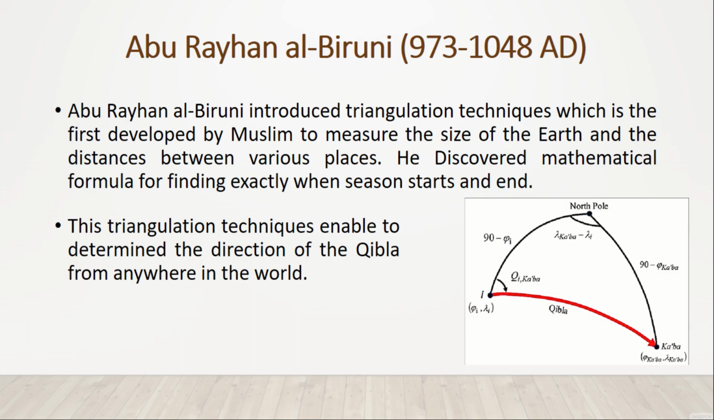Abu Rayhan al-Biruni introduced triangulation techniques, which were first developed by Muslims to measure the size of the Earth and the distance between various places. He discovered mathematical formulas for finding exactly when seasons start and end. These triangulation techniques enable us to determine the direction of the Qibla from anywhere in the world.